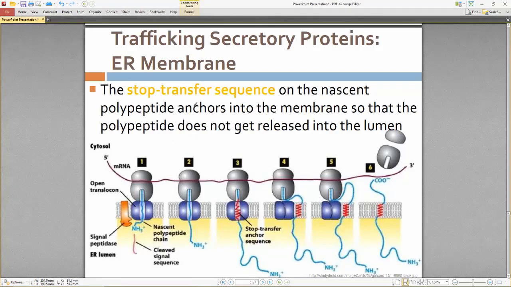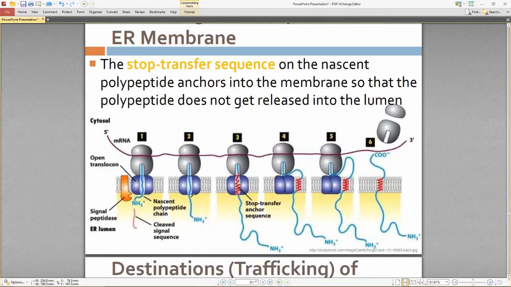There's something called a stop transfer sequence that can be on the nascent polypeptide. The stop transfer sequence anchors the polypeptide into the membrane of the rough endoplasmic reticulum, so that once translation is complete, the polypeptide does not get released into the lumen. So everything we saw before up to this step is the same. Signal sequence is cleaved off, translation is continued as normal, but now there is something called the stop transfer sequence that has been translated.